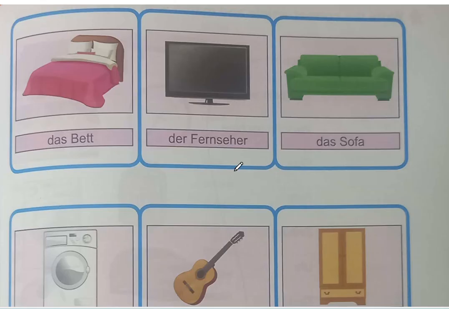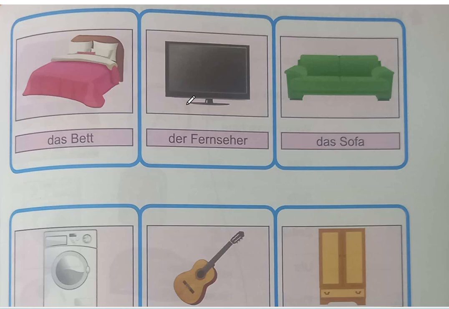Okay, now on the next page we have a few terms. Do you see a bed over here? Yes, that's a bed. On this page we are basically seeing the most common things that we see in our house. So we see a bed, a TV, a sofa, a washing machine, a guitar or something, and a cupboard. So what do we call them in German and what are their articles? What's their gender? That's what we'll be learning on this page.